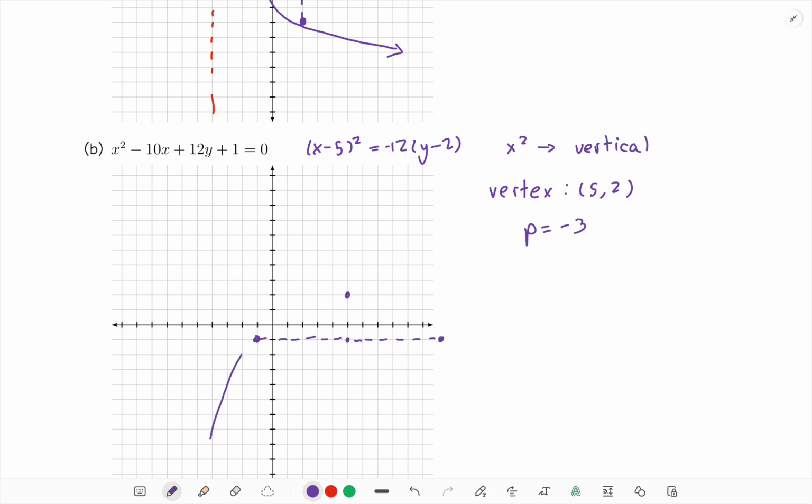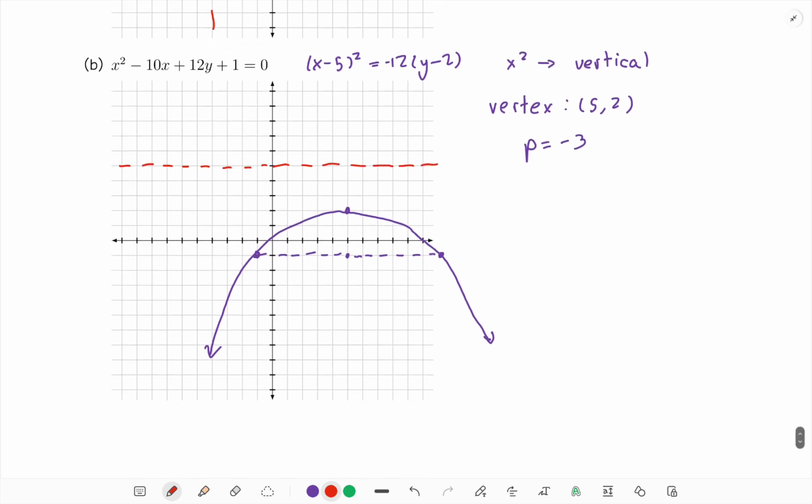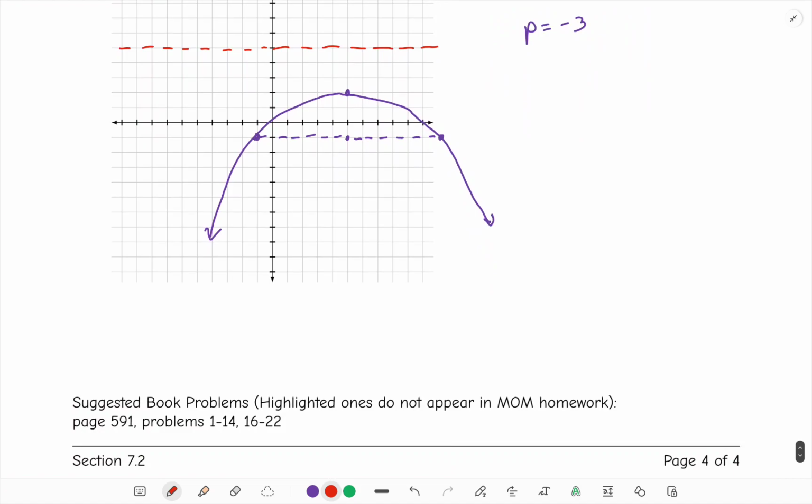Connect these in a U shape. And again, the directrix is 3 in the other direction. So there's our directrix, and again, it's parallel to our focal diameter. And that is it for section 7.2 notes.